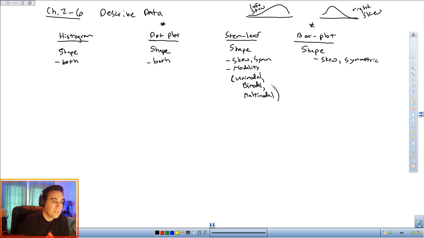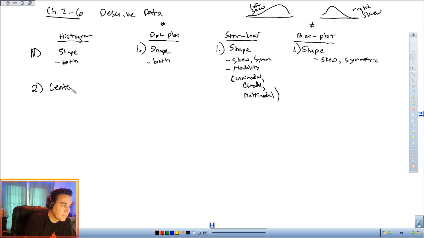So anything, these three talk about that. So that's first. Okay, so first thing you're going to talk about is shape. Shape, right? First thing we talk about, shape. Okay, second thing we talk about way back in that unit. Second thing we're going to talk about is center. I like to bring up the center.